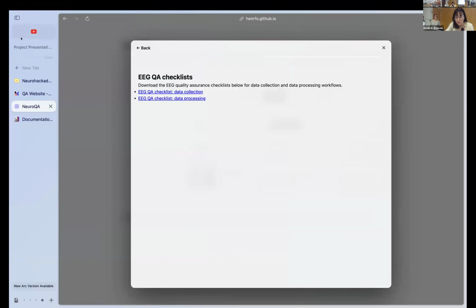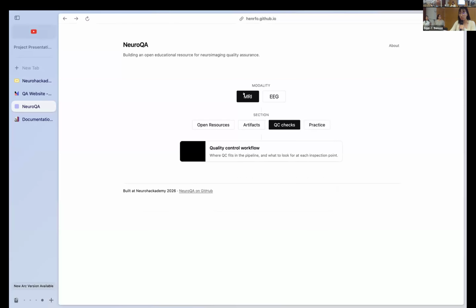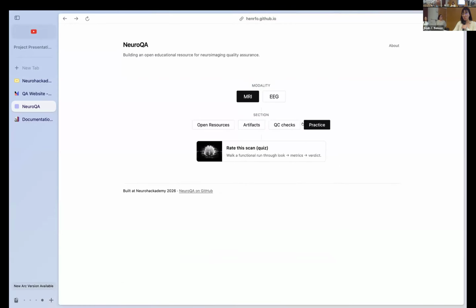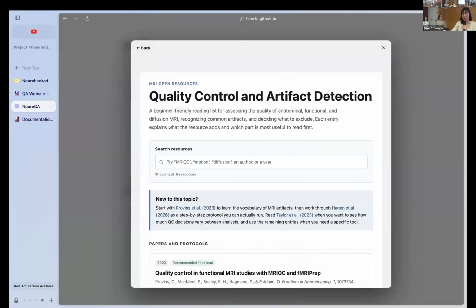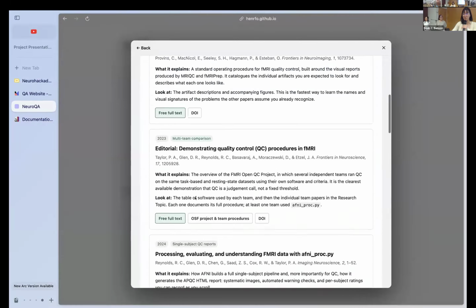Okay, so Meryl and I work on the MRA page. The format basically follows the EEG section. We have open resources, artifacts, QC checks, and also a small practice section. So it's basically the same format as the EEG section.